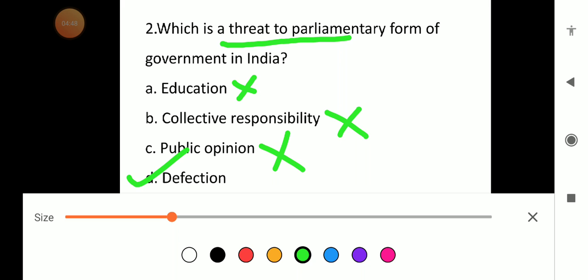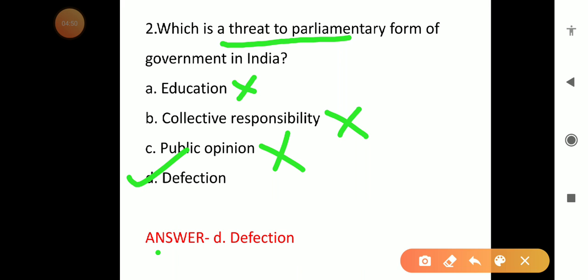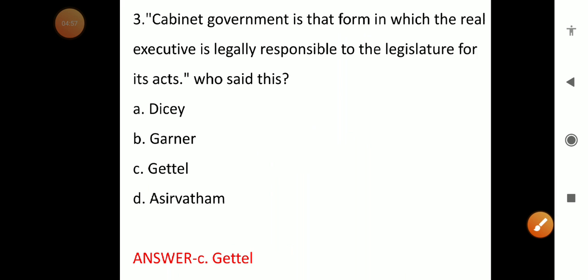So this is the threat to the parliamentary form of government. So our answer is defection. Hope the answer is clear to you. Moving to the next question.